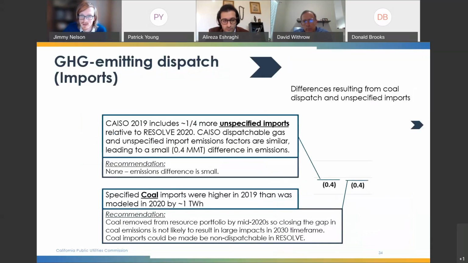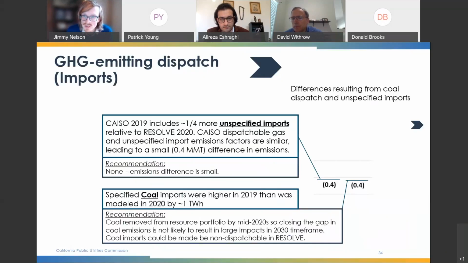Let's look at imports here. The greenhouse gas intensive imports include unspecified imports. This is getting to Amy's question before. CAISO 2019 had roughly a quarter more unspecified imports than Resolve in 2020. But when you compare the Resolve level of unspecified imports to the CAISO, we're saying that to a first approximation, unspecified imports can be substituted with in-CAISO dispatchable gas.